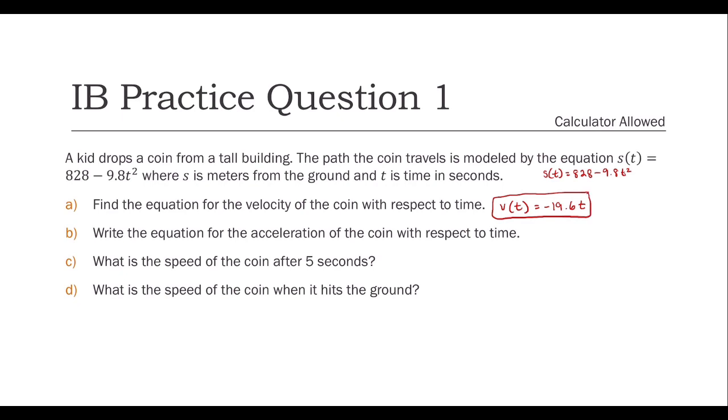Part B says write the equation for the acceleration of the coin with respect to time. So the acceleration is the derivative of velocity. So that would just be negative 19.6.